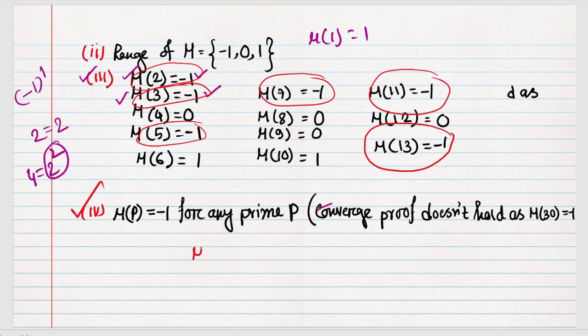Say mu of 1729 is equal to -1, because 1729 is itself a prime number, that means the value of it will be -1.